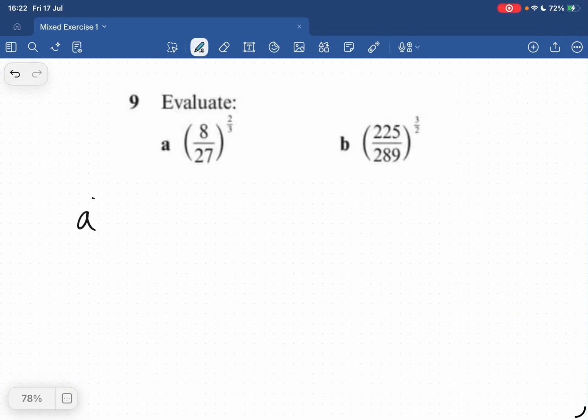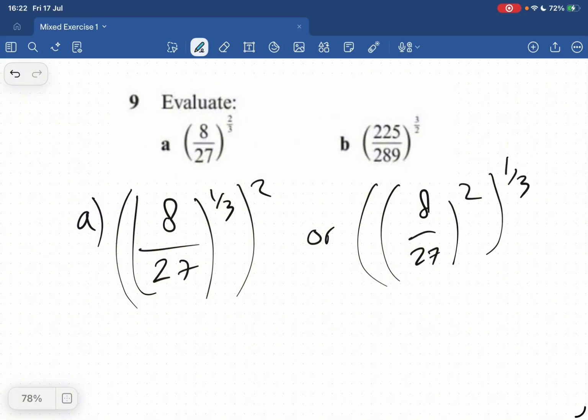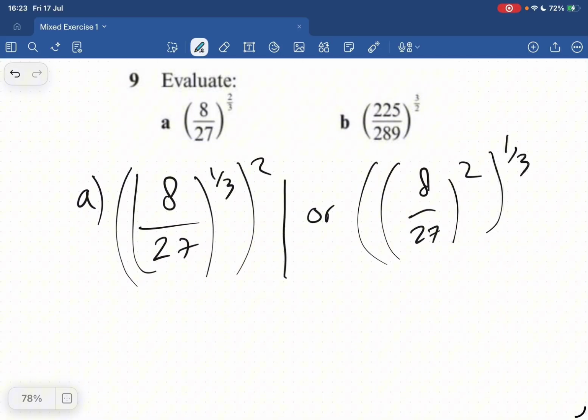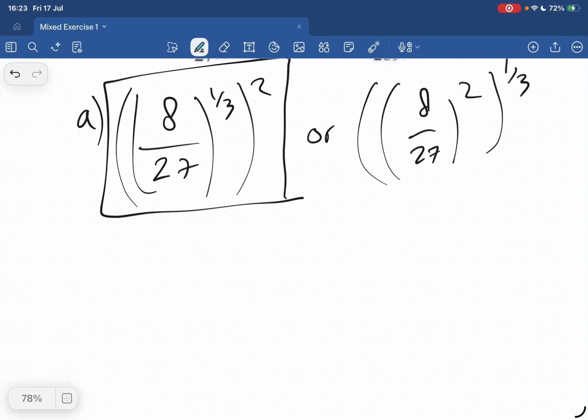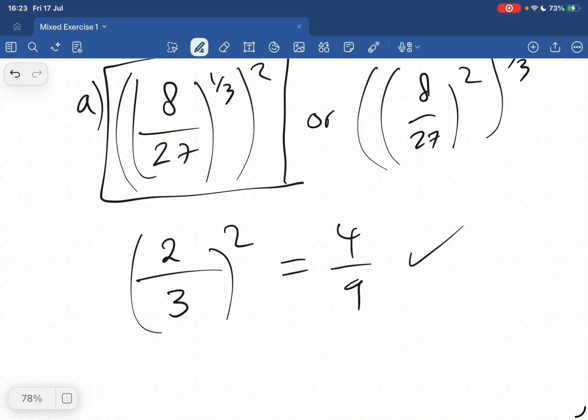Evaluate these two. Let's start with A. Okay, there's two ways of doing this. You can find the cube root of both and square it, or you can square both and then find the cube root. Okay, hopefully you can identify which one of these two is way easier to do. Okay, we know the cube root of 8, which is 2. Cube root of 27 is 3. Then we square it, which gives us 4 over 9. Okay, and that's our final answer.